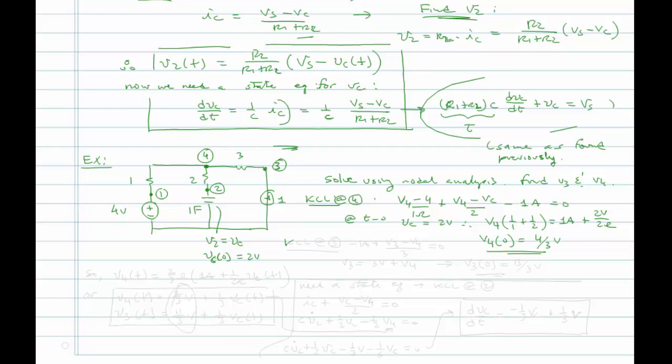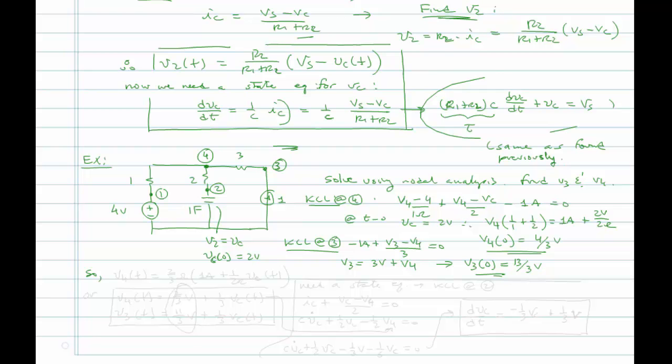Now let's do KCL at node 3. We'll have minus 1 amp leaving plus V3 minus V4 over 3 ohms is equal to 0. So that will lead to V3 is equal to 3 volts plus V4, and we can also write what the voltage will be initially at time 0 at V3. It will be equal to 13/3 of a volt.